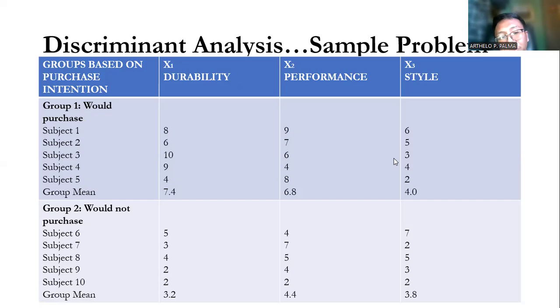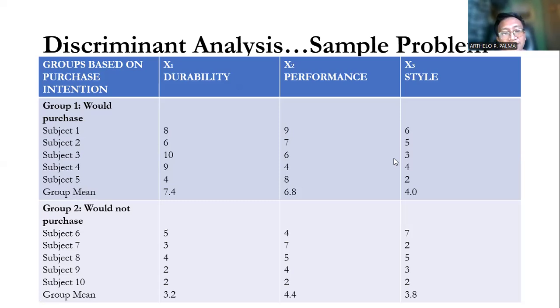Five would purchase and another 5 respondents would not purchase. Group 1, those would purchase, and group 2, those would not purchase. So the predictors here, or the independent variables, are durability, level of performance, and level of style. So we have x sub 1, x sub 2, and x sub 3 here.